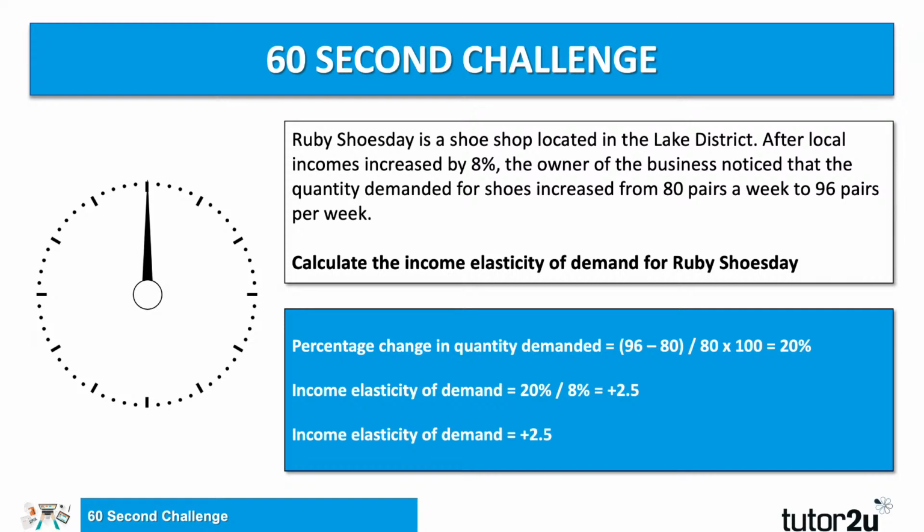Our formula for income elasticity of demand is the percentage change in quantity demanded divided by the percentage change in income. So in this case, 20% divided by the 8%, that gives us an income elasticity of demand of plus 2.5. So really important in the 4-mark calculation questions that you show your working out. That way, if you get the final answer wrong, you may get some marks if whoever's marking your work can see some evidence of understanding.